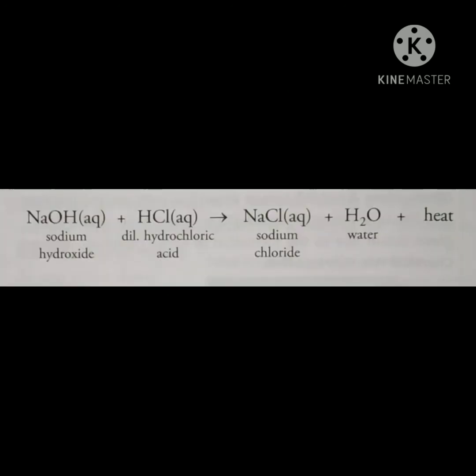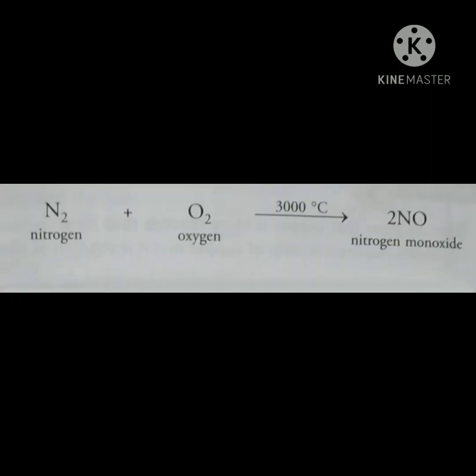See the next example: sodium hydroxide plus hydrochloric acid. This is also a neutralization reaction which is exothermic because heat is produced. The next example is reaction between nitrogen and oxygen. Here 3000 degrees Celsius of heat is absorbed, so it is an endothermic reaction, or the temperature has to be maintained up to 3000 degrees Celsius. So heat is being absorbed, so it is an endothermic reaction.